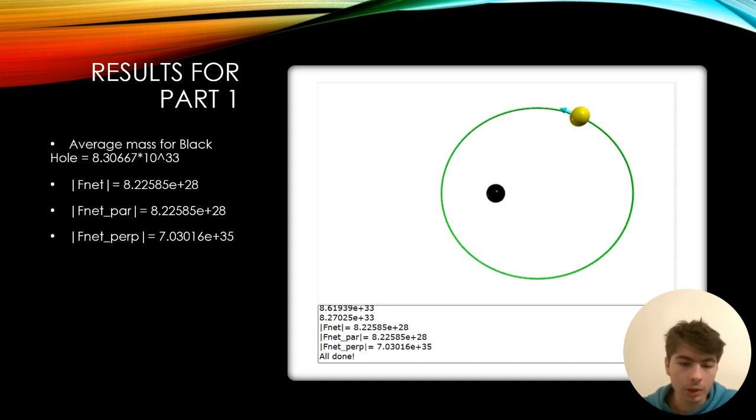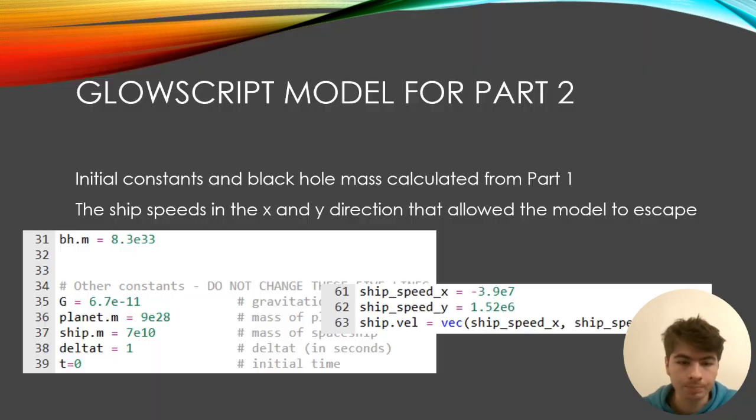So our results for part 1 indicated that the average mass for the black hole was 8.30667 times 10 to the 33. This was an average of all the different forces we got. Our FNet was 8.2258 times 10 to the 28. Our perpendicular and parallel components are also below that.